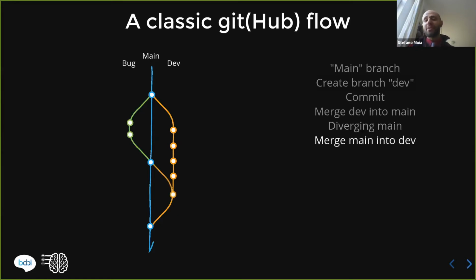But sometimes it happens that you have conflicts because maybe you're touching the same files in the same positions or something similar. So what happens is that you have to resolve those conflicts. So in this case, we merge main into the dev branch. And then again, we can merge the dev branch into main when we solve all those conflicts. All right, I hope it's clear up until now. We're going to complicate things a little bit.